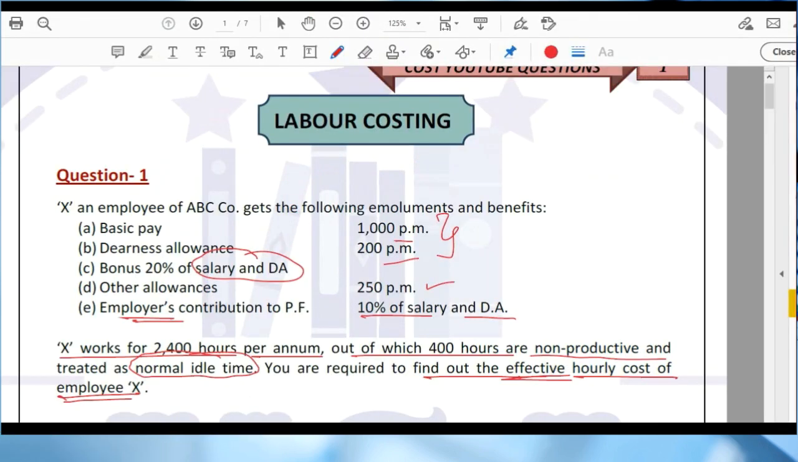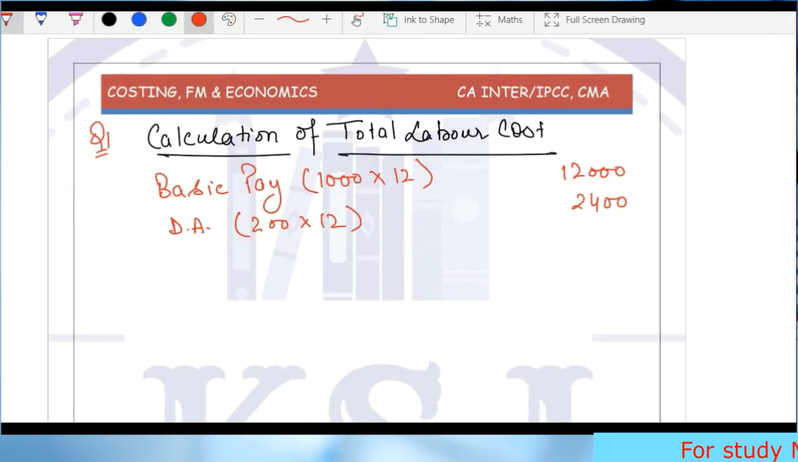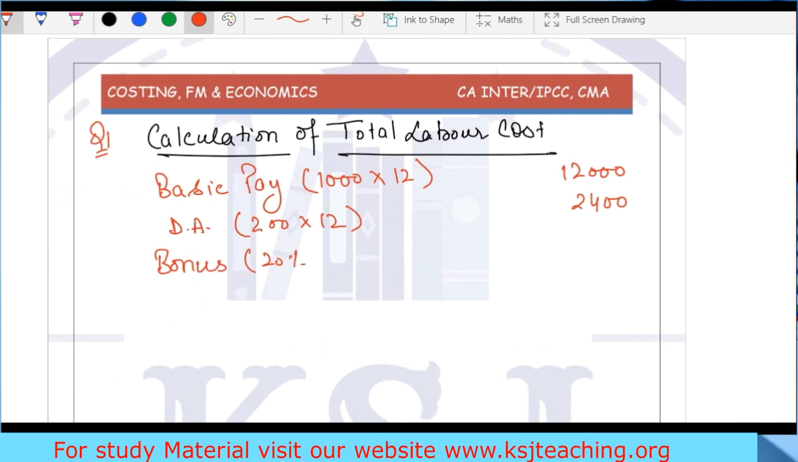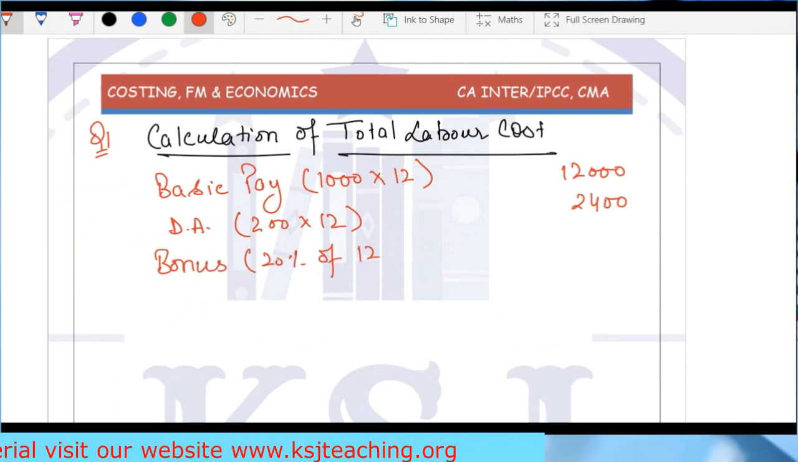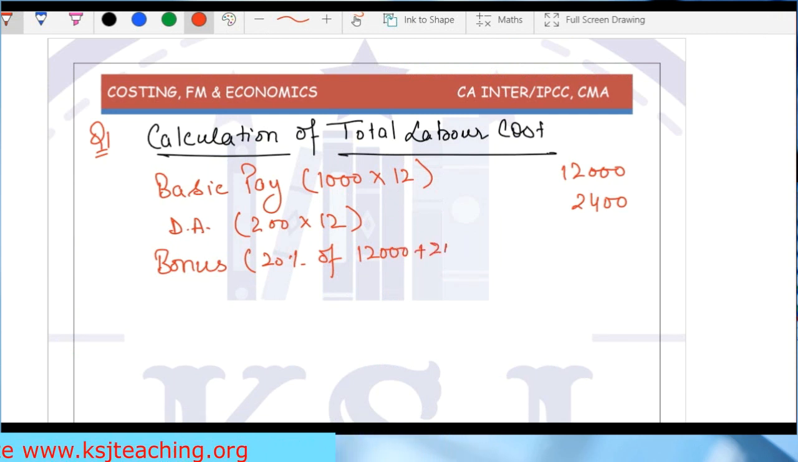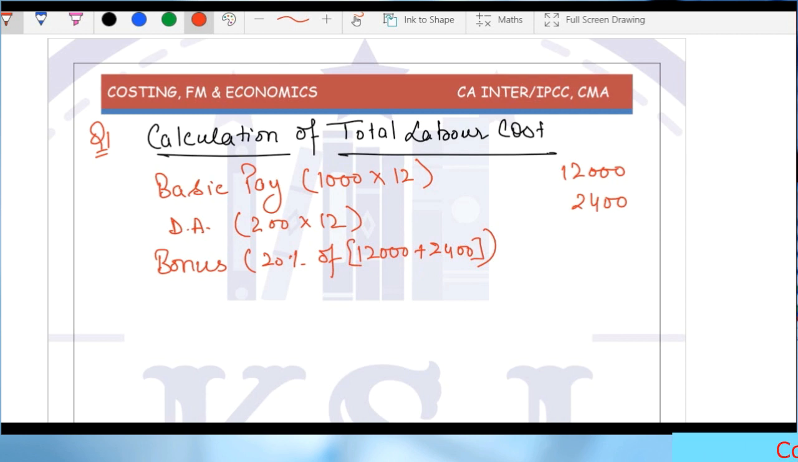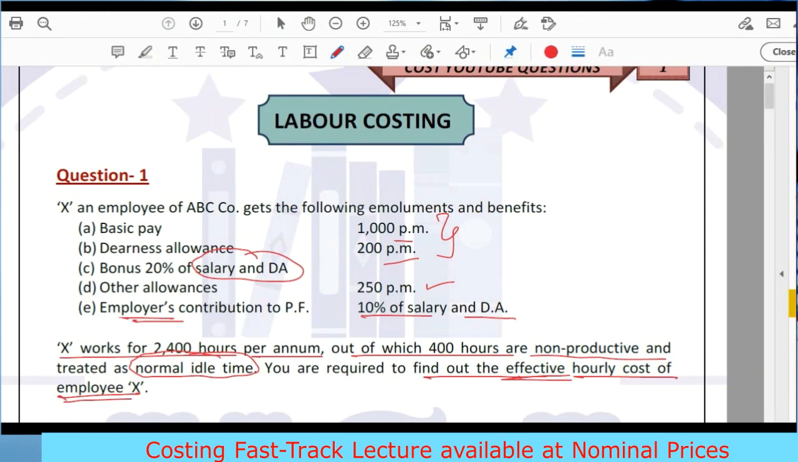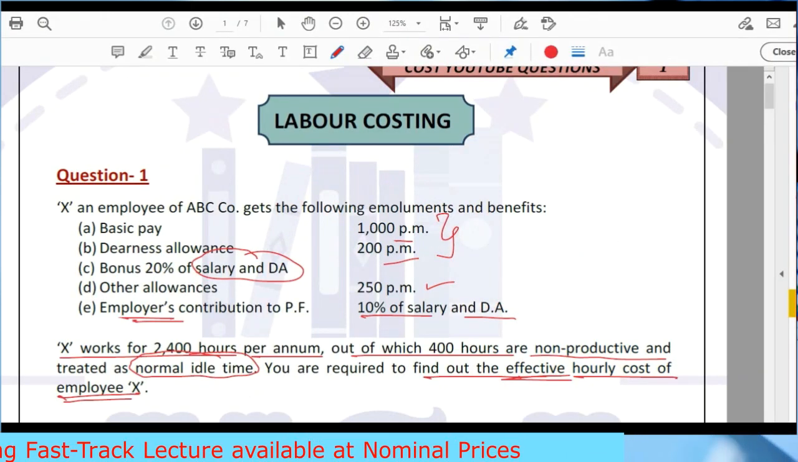Okay. Then he says bonus 20% of salary and DA. So when you are calculating the bonus, it means 20% of 12,000 plus 2400, right? So you have to calculate 20% of this value, 14,400. This comes to 2880, right?